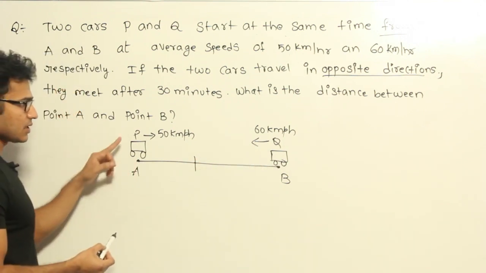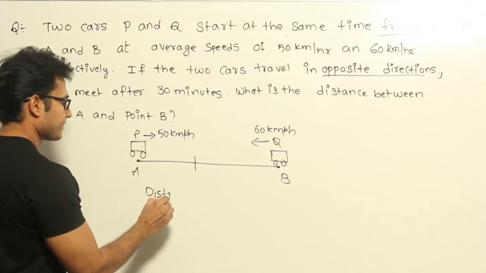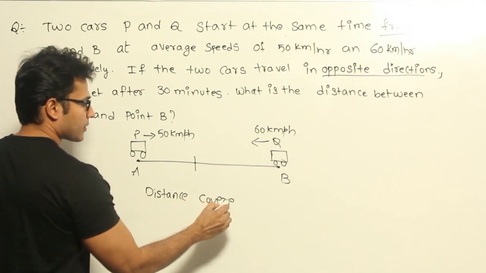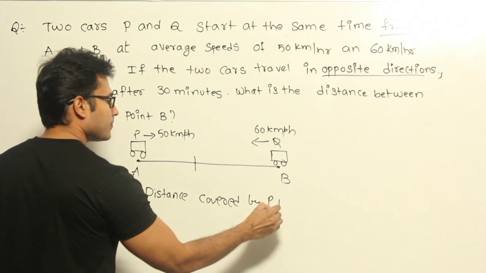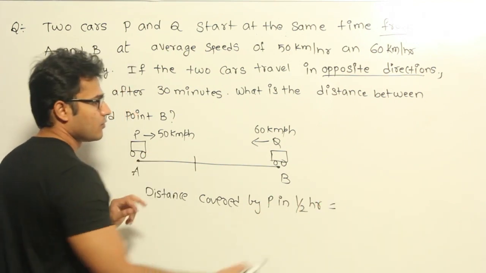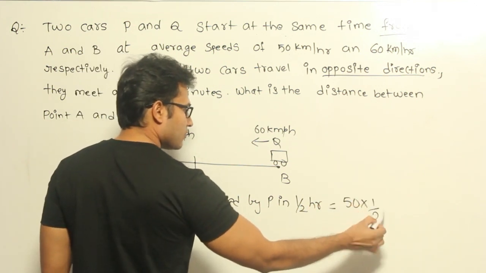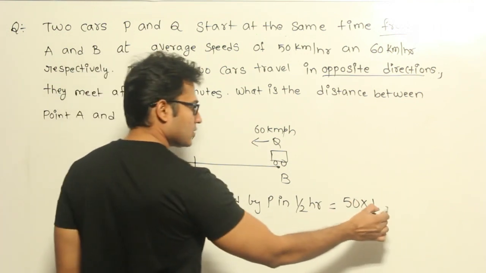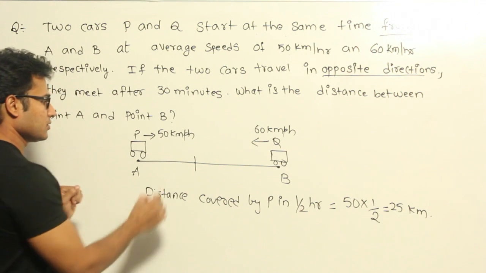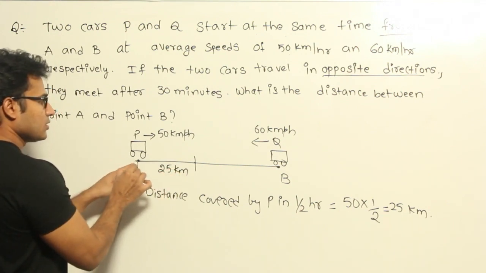Now what is the distance covered by P in half an hour? Covered by P in half an hour is equal to, 50 kilometers it can cover in 1 hour. Therefore, in half an hour, 50 into 1 by 2, which means 25. 25 kilometers is what P has covered in half an hour.